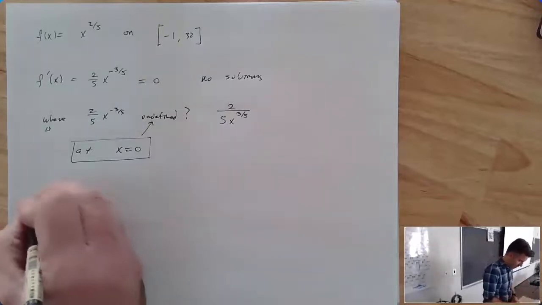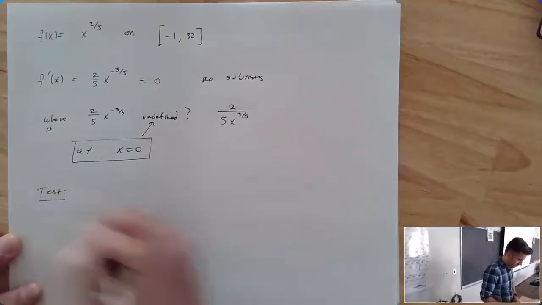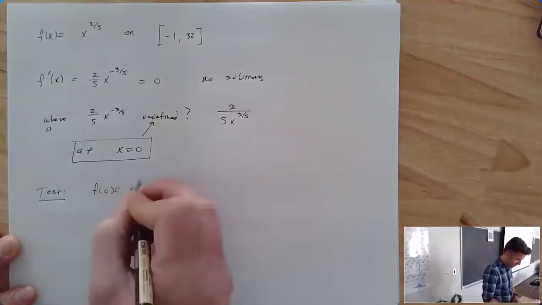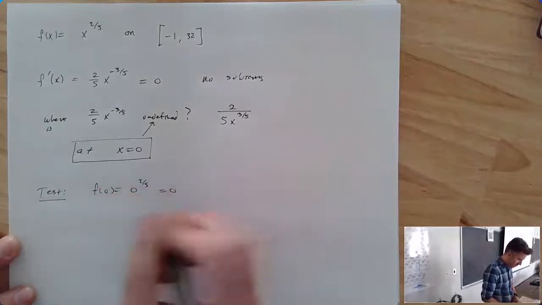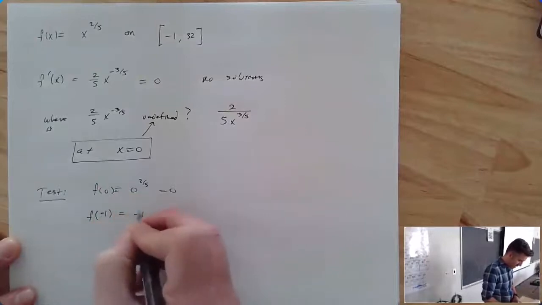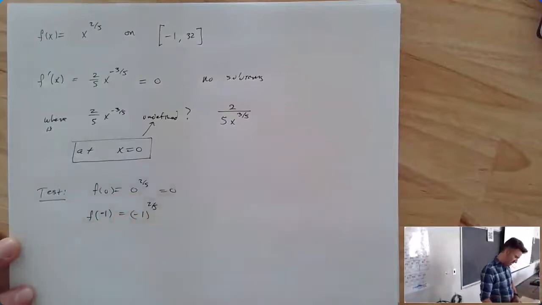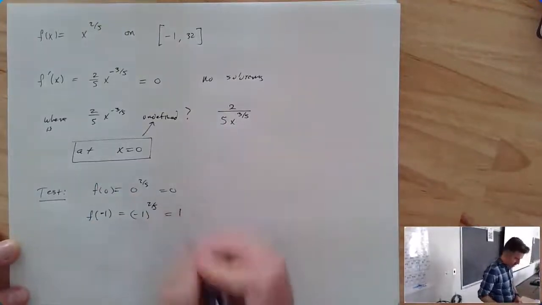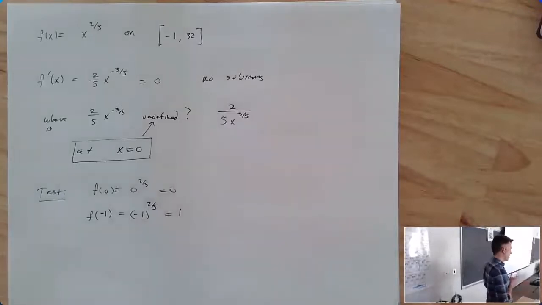So now we're going to test. I'm going to look at f of 0, which is going to be 0 to the 2/5, which is 0. I'm going to look at f of -1, which is -1 to the 2/5, which is going to be positive or negative? Positive. +1. You can either do the squaring first and get 1, and then the 5th root of 1 is 1, or you do the 5th root first and get -1, and then -1 squared is +1.